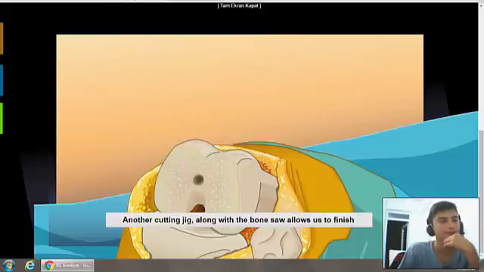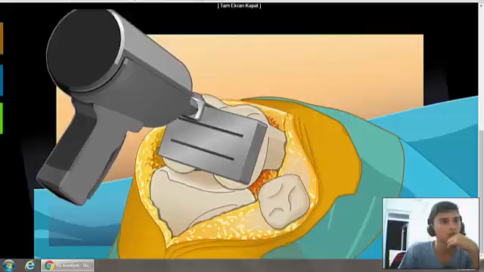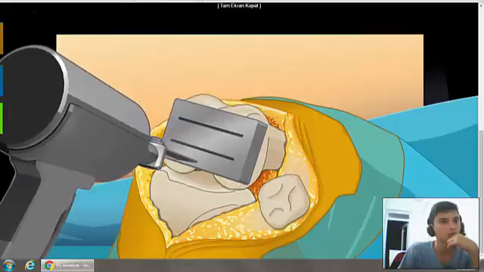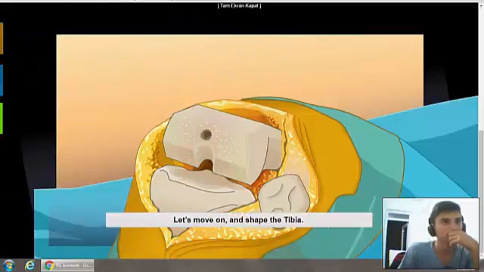Another cutting jig, along with the bone saw, allows us to finish shaping the femur. Let's move on and shape the tibia.